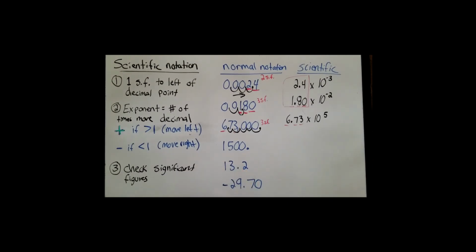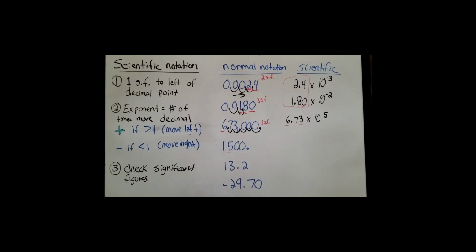Now let's look at 1500. Notice this time there's a decimal point at the end. Why is that important? Well, it's important for counting significant figures. So I start counting at the 1. I know the 5 matters. Now figuring out if the zeros matter is the hard part.